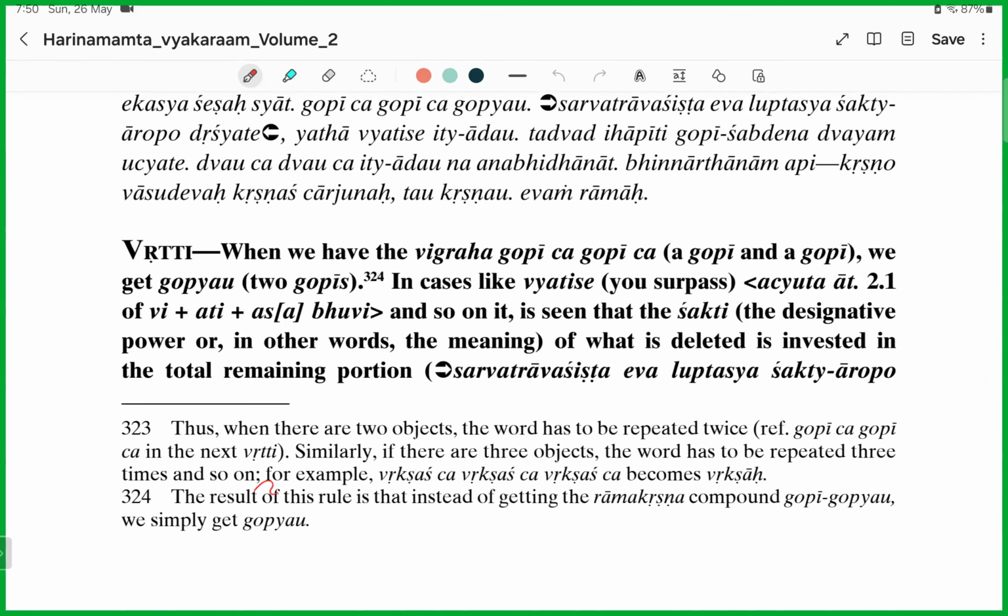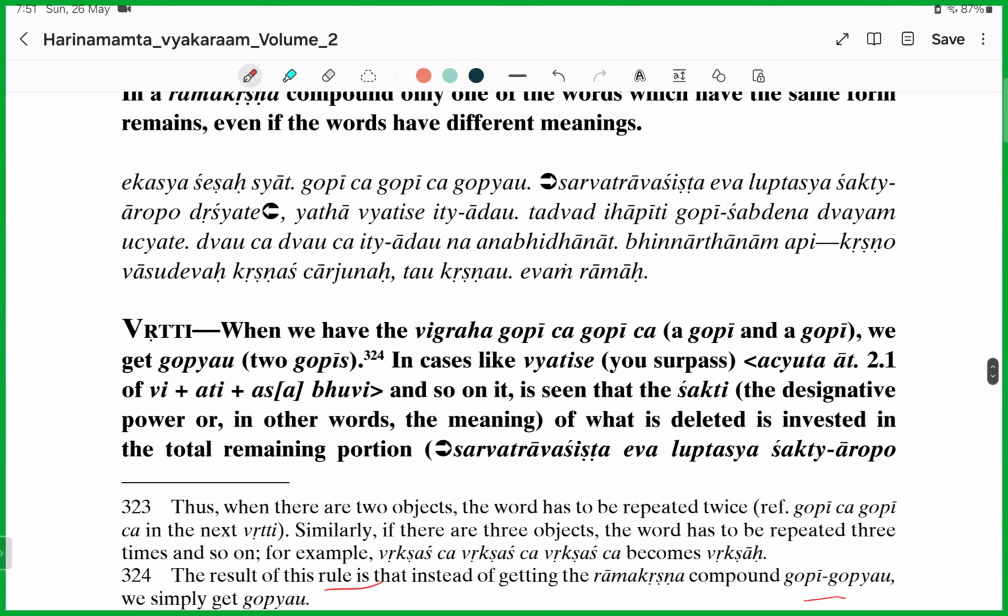So the result of this rule is that instead of getting the Ramakrishna compound Gopi Gopyau, we simply get Gopyau. If we didn't have this Ekashesha concept, then even for the same kind of objects or names, we would have to do the usual samasa like Ramakrishna Gopi Gopyau.